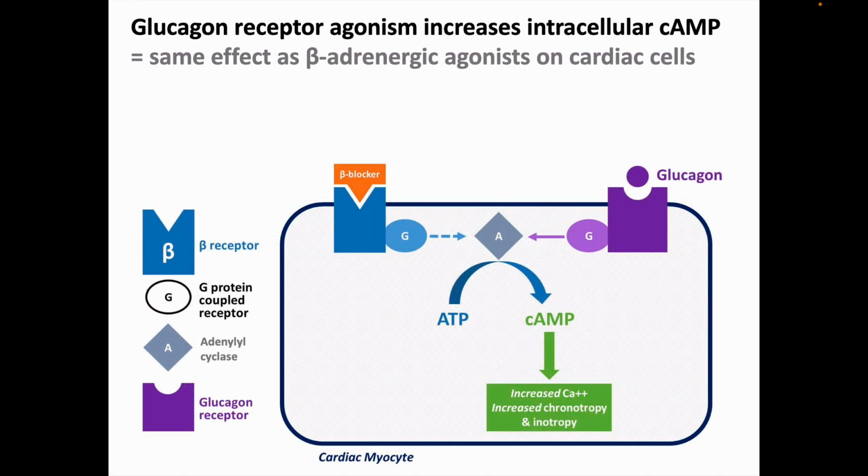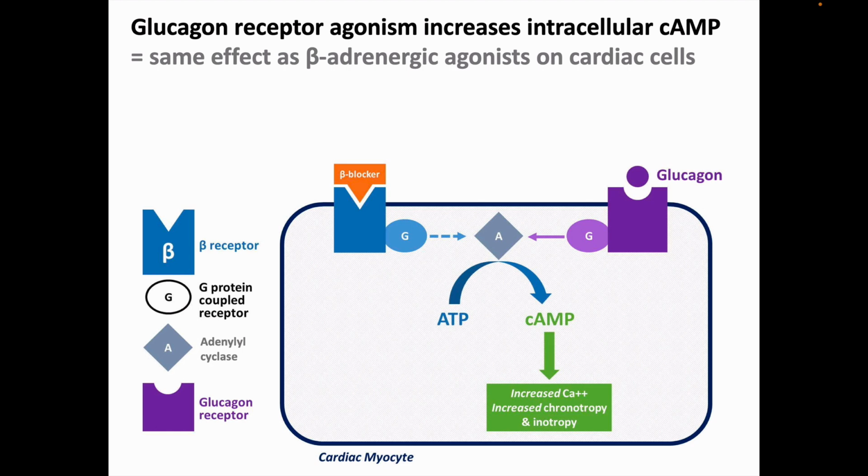Okay, so how does glucagon work? In this figure, we see that the dark blue beta-adrenergic receptors on cardiac myocytes are blocked by orange beta blockers. This decreases signaling to turn on adenylyl cyclase, which converts ATP to cyclic AMP. Without enough cyclic AMP, there can be a severe reduction in chronotropy, slow heart rate, and inotropy, contractile force of the heart, resulting in hypotension and bradycardia.